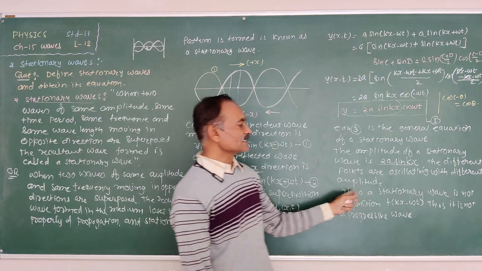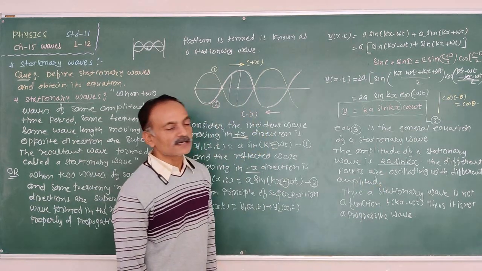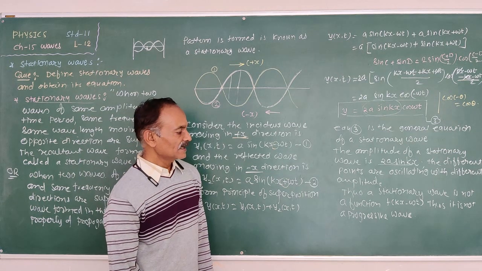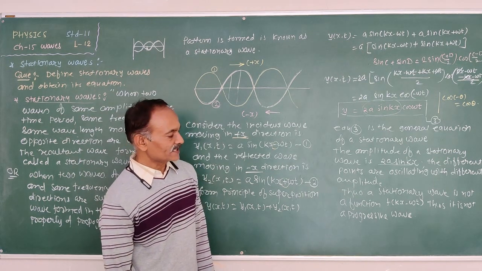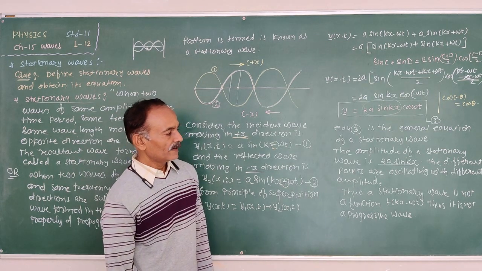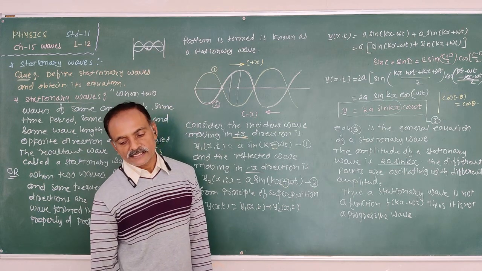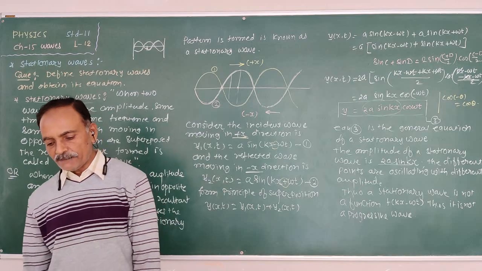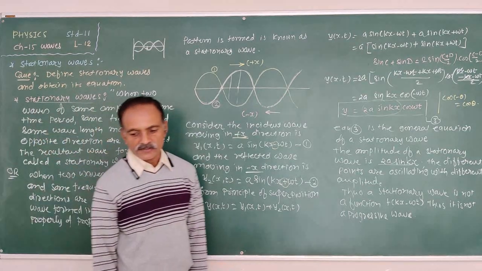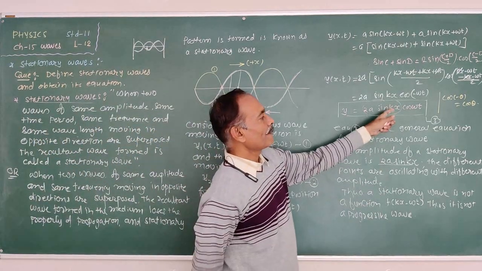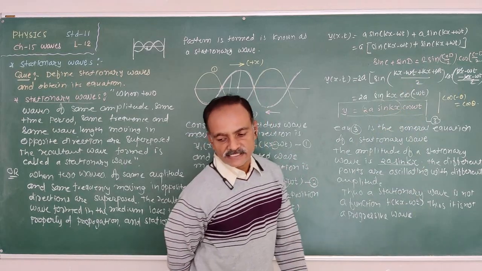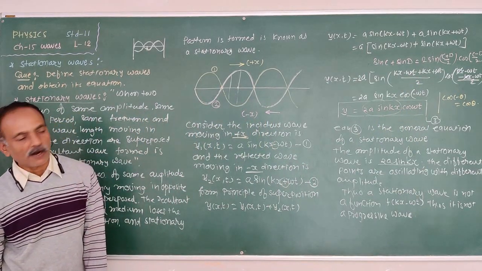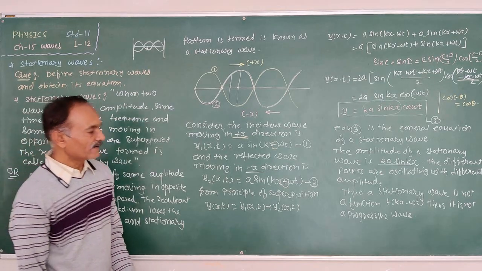Thus, the stationary wave is not a function of kx - omega t. It is not a progressive wave. That is the stationary wave. Here the initial phase phi is equal to 0, therefore here also the phase is 0. Clear this? So that is about the stationary wave and the equation of the stationary wave.